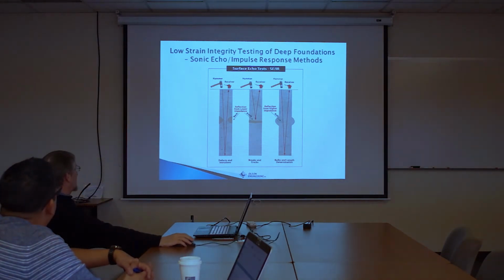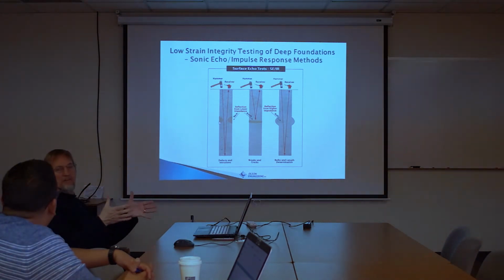So you hit on the top, you've got a receiver. On a normal shaft, the wave goes to the bottom and comes back up to the top. If you have a neck, it will echo early. The relative size of that neck will depend on the relative strength of this echo versus this echo. So if you have a neck that's 20% of the cross-sectional area, that's considered barely visible. If you can see a neck clearly, it's probably 20% or more.